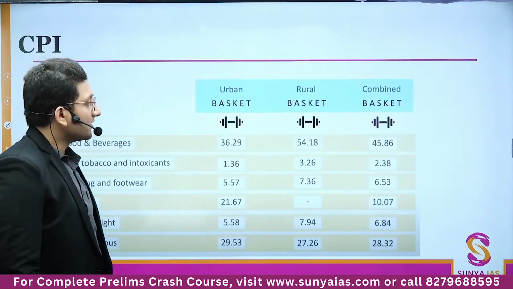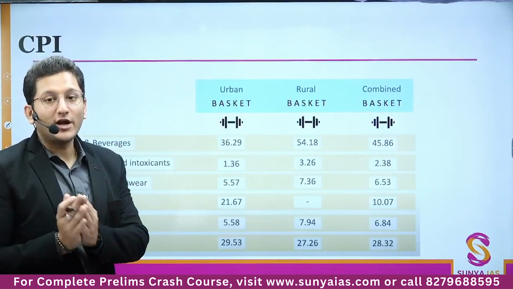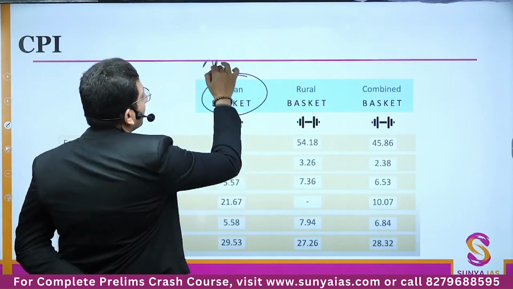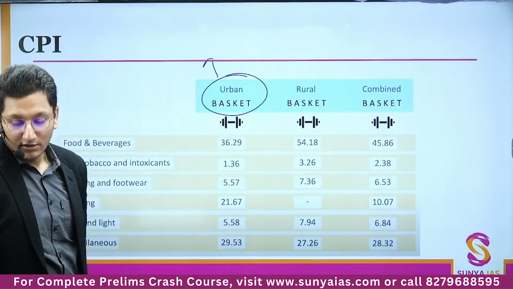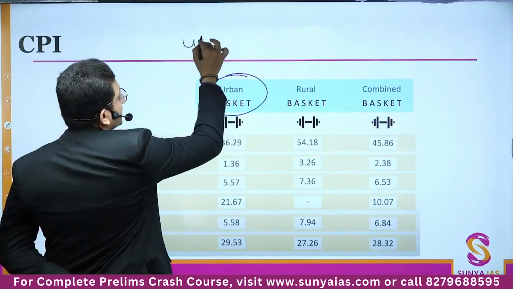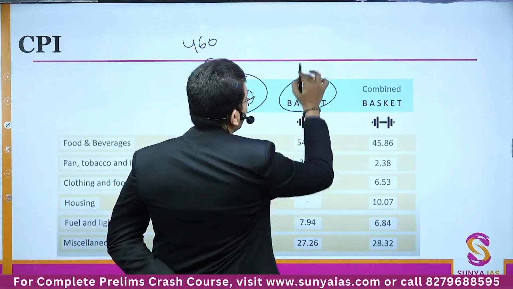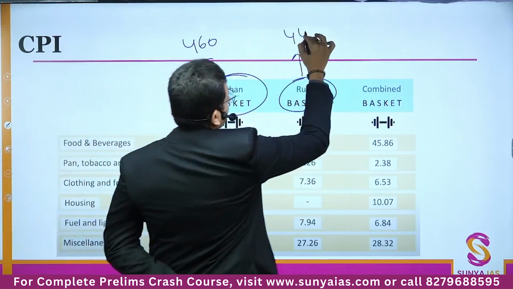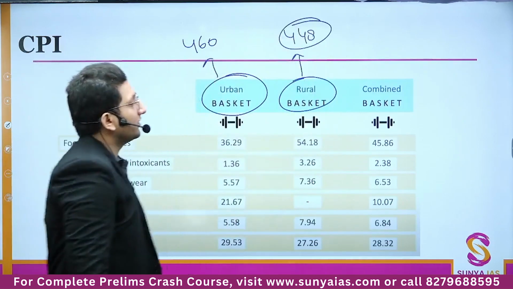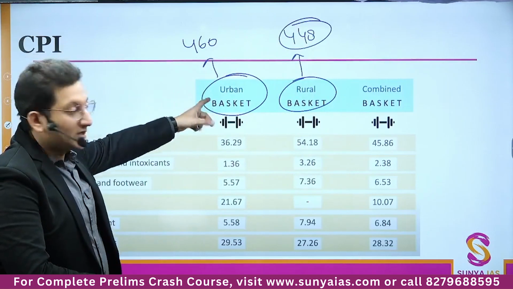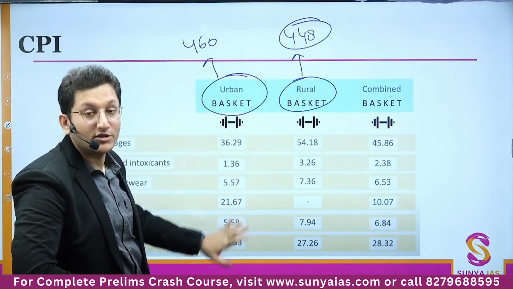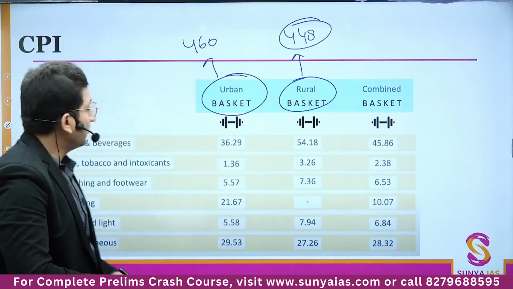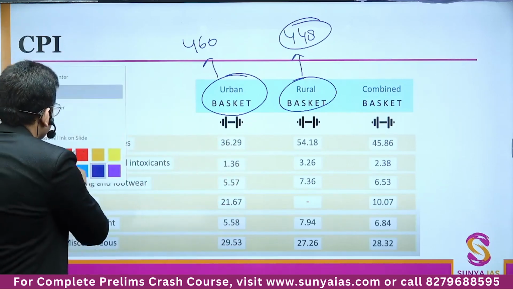Now it has a basket of goods for both rural and urban. The number of items in this basket under the urban category is 460, and for the rural category it is 448. Okay, so this is the number of items. Let us also understand the weightage, because this is where the question is generally asked from. So let's understand the weightage first.